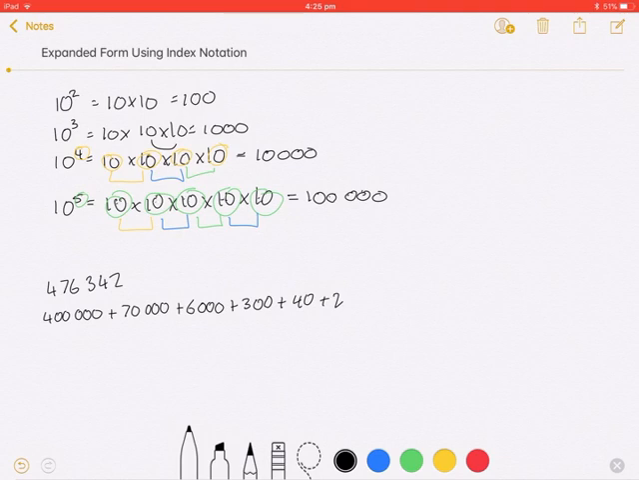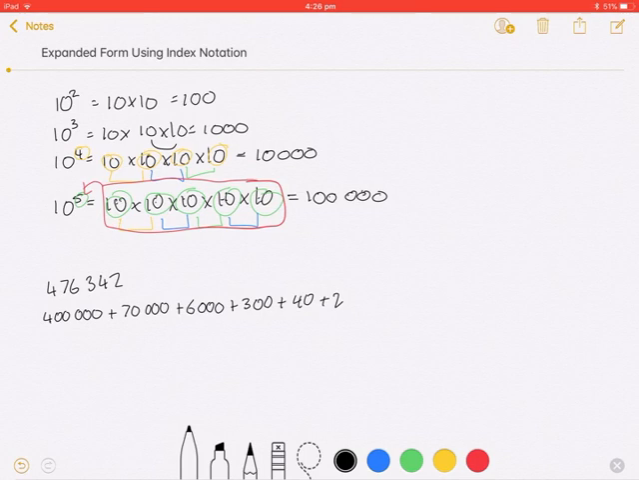Don't think that that's always going to work. I need you to understand this concept here. That's the important bit, knowing how that links to that. So if we jump down here now to the number I've already written out, 476,342. In standard partitioning, it'd be 400,000 plus 70,000 plus 6,000 plus 300 plus 40 plus 2.